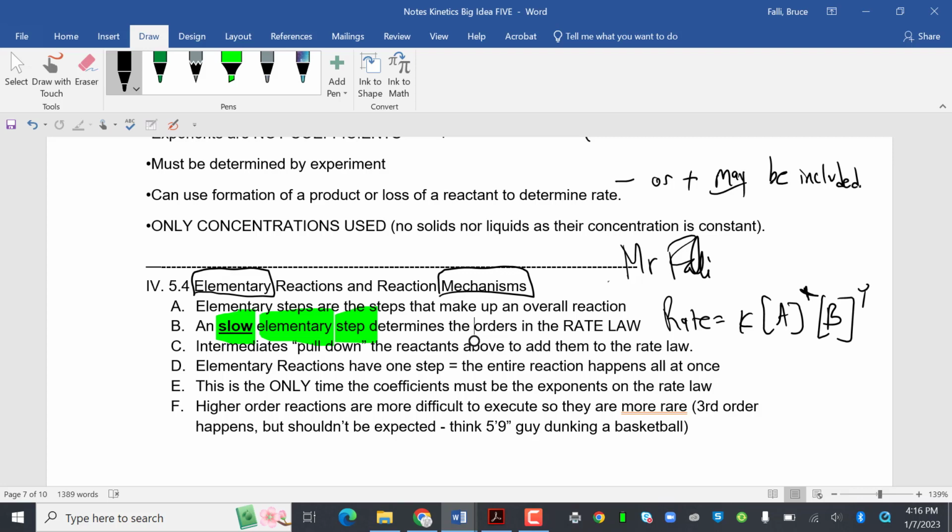Intermediates pull down the reactants above to add them to the rate law. And you got to kind of see that. That's coming up. Elementary reactions have one step. That means the entire reaction happens all at once. It's kind of rare, but it happens. This is the only time the coefficients are the exponents in the rate law. So this is the slow elementary step.